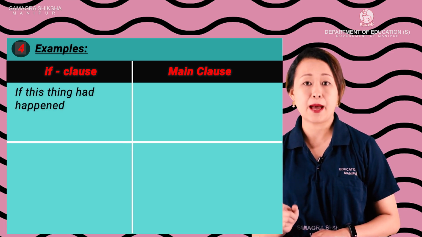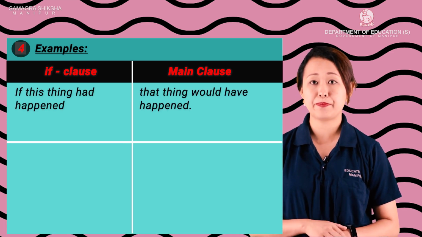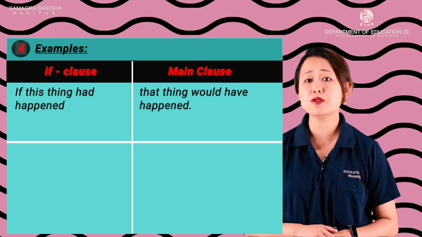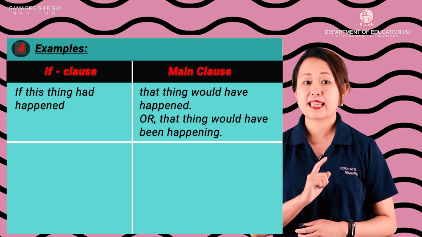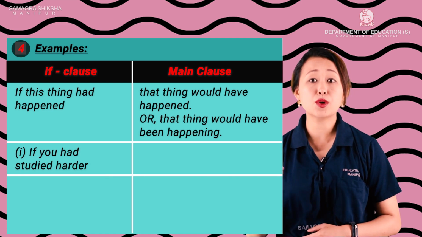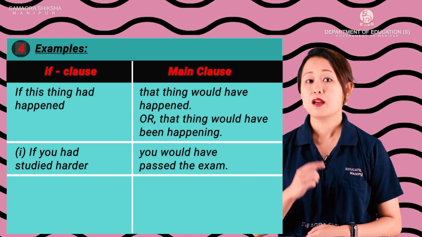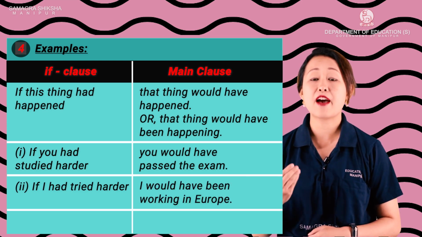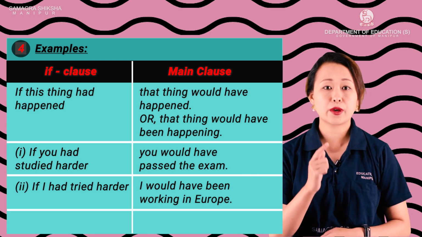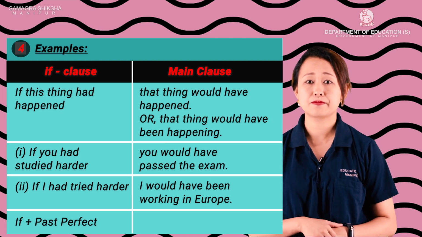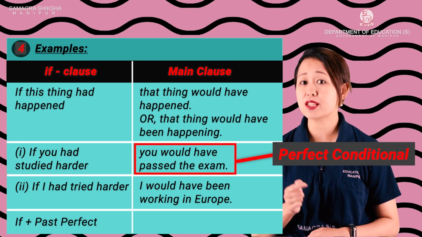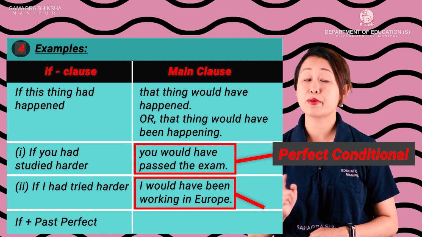If this thing had happened, that thing would have happened, but neither of those things really happened, or that thing would have been happening. Example, if you had studied harder, you would have passed the exam. If I had tried harder, I would have been working in Europe. So here in the examples, we see that the if clauses are past perfect. The first main clause is perfect conditional, and the second one is perfect continuous conditional. And so this is called type 3 conditional.